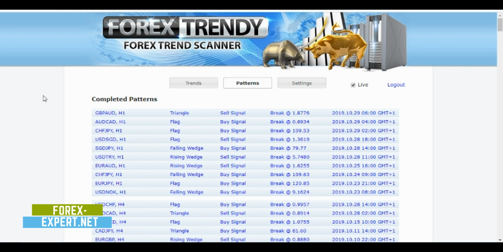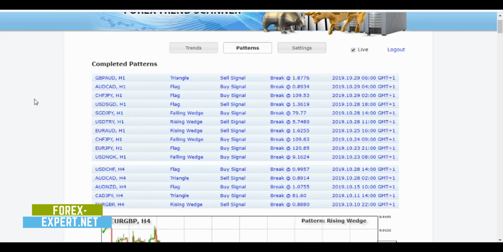For this purpose, I'm going to use my favorite online tool, Forex Trendy, the trend scanner. It scans 34 Forex pairs, finding trends, and it's able to recognize 3 patterns: flags, wedges, and triangles. And now I'm going to show you the last good trades I took thanks to Forex Trendy.